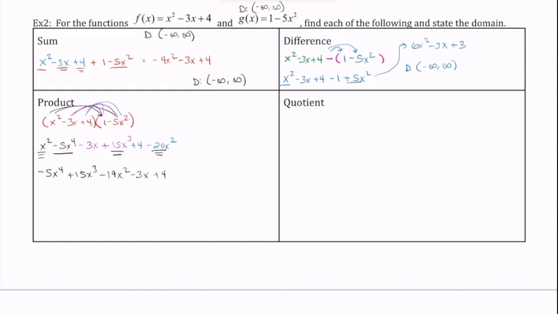All right, so my domain here again is going to be negative infinity to positive infinity. No restrictions here, the intersection of both domains. All good. All right, last one. Got my quotient here.